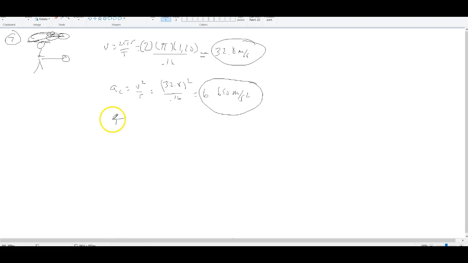Tension, what's the tension in the rope? Well, tension is equal to force centripetal, because it's what's providing the centripetal force, right? So that's mv squared over r equals tension, and v squared over r is what we just solved for. The mass of the object is 0.50. So 0.50 times 6690 equals tension, and I get a whopping 3350 newtons.